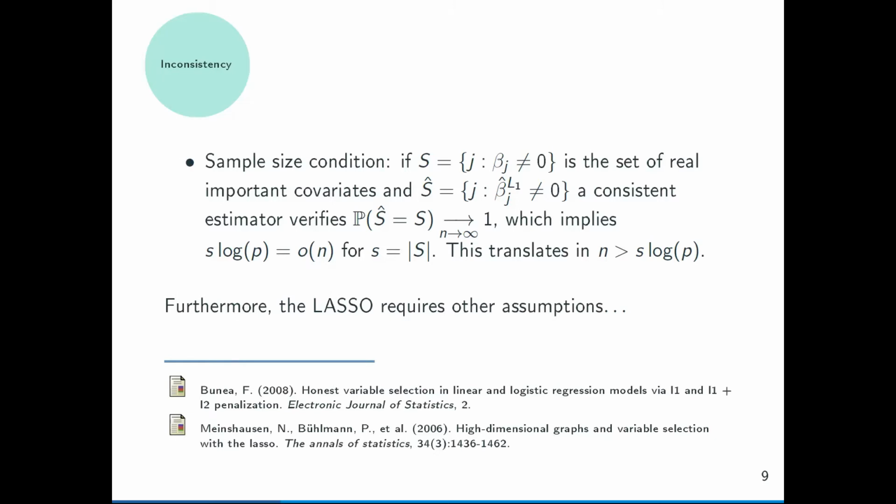In particular, a sample size greater than the cardinal of S, the number of relevant covariates, times the logarithm of P is necessary. In the framework where P is greater than N, this sample size is not always available. So especially in these frameworks, when we make use of the Lasso regression, we cannot always guarantee the consistency of this procedure. Moreover, this procedure requires other important assumptions too.